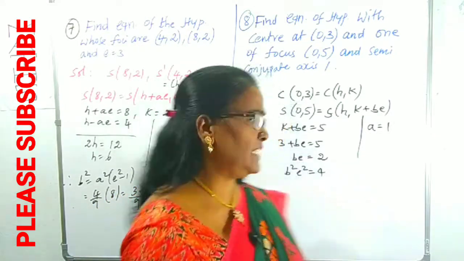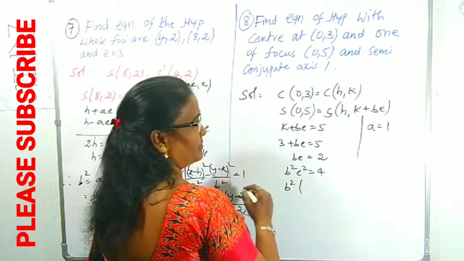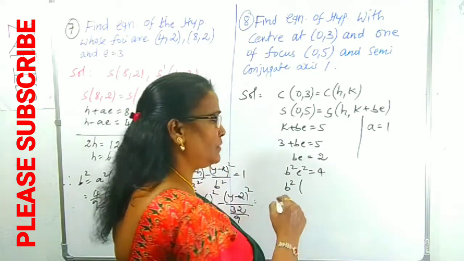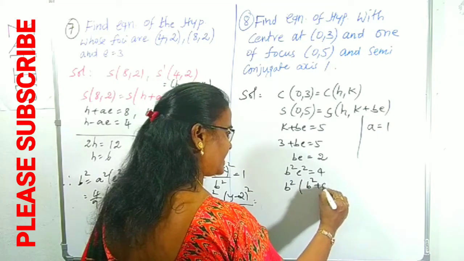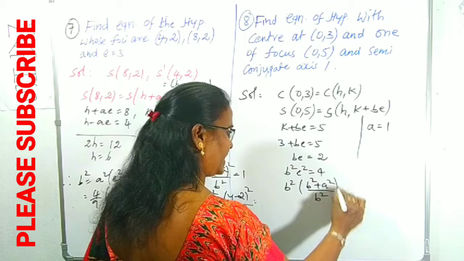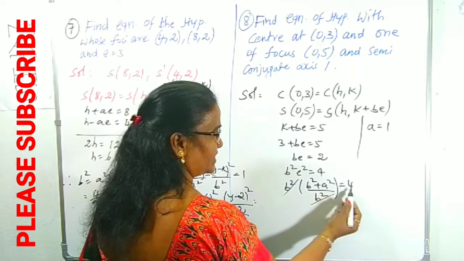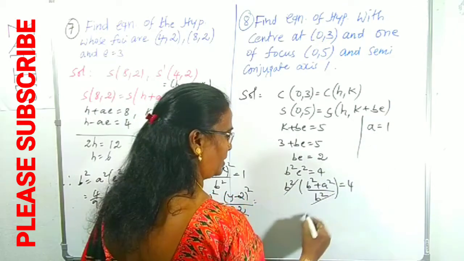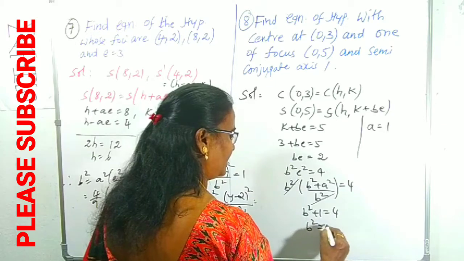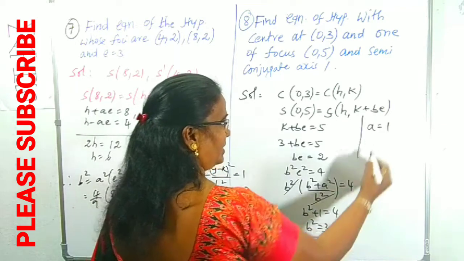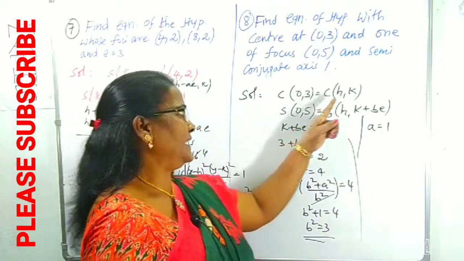To find the b value, we can eliminate the e. In place of e square, for the conjugate hyperbola, you can rewrite it as (b square plus a square) by b square. e is 4, b square gets cancelled. Now b square plus a square is 4. What is the a value? 1. That means b square plus 1 is 4. b square is clearly 3. You know b square and a square, as well as the center (h, k).